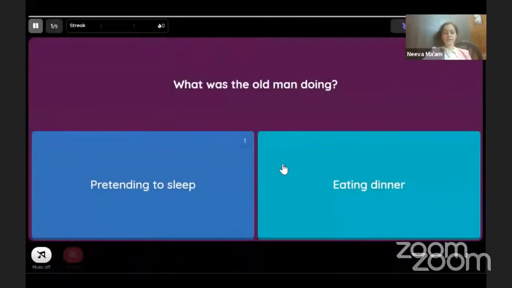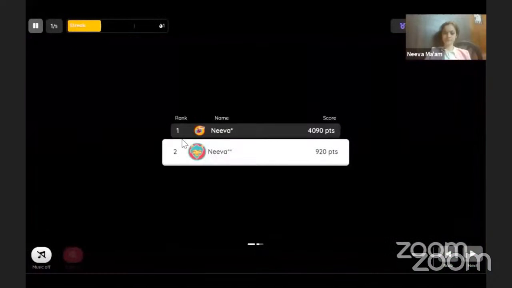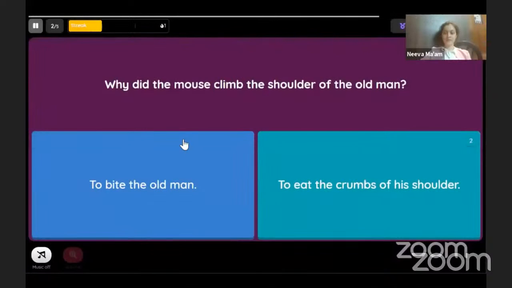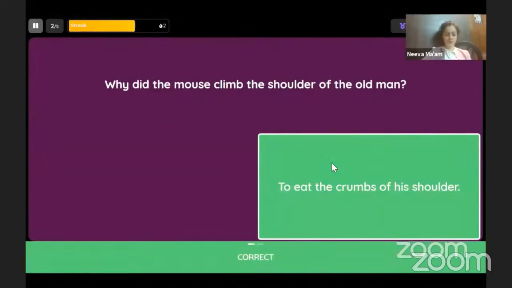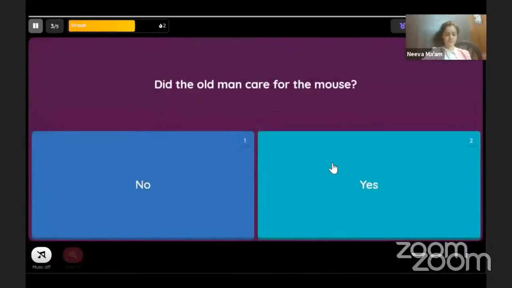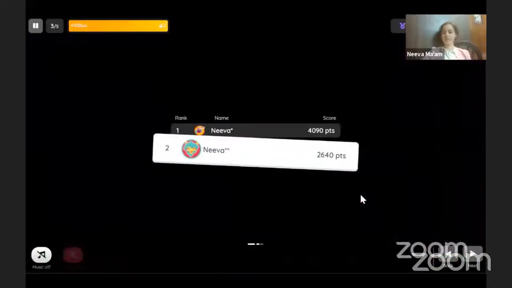What was the old man doing? Pretending to sleep, eating dinner. That was easy, pretending to sleep. Why did the mouse climb the shoulder of the old man? To bite the old man, to eat the crumbs off his shoulder. Of course, to eat the crumbs off his shoulder. Did the old man care for the mouse? No, yes. Of course he did.